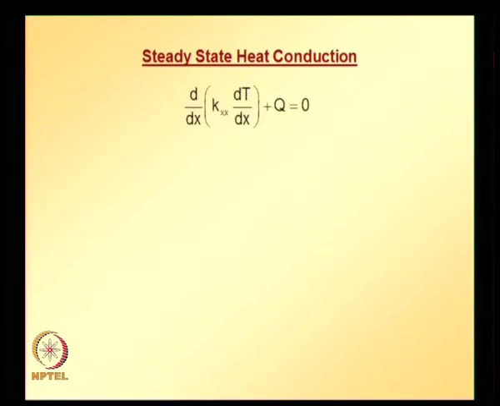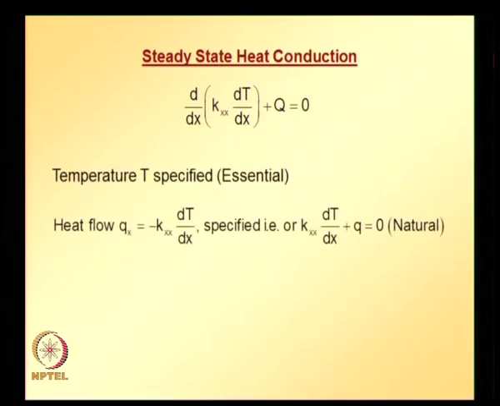The governing equation for the steady state heat conduction problem is given by this differential equation, where kxx is thermal conductivity, T is the temperature, Q is the heat generated per unit volume, and these are the boundary conditions. Either T can be specified or heat flow can be specified, that is either essential boundary condition or natural boundary conditions can be specified. So these are the boundary conditions and the differential equation is shown there.